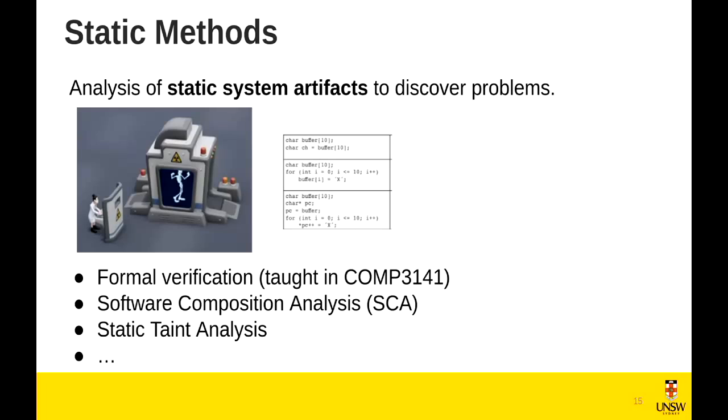Static taint analysis is used to track the flow of values between variables and functions. So it could also be used to find bugs, especially those information leaking related bugs. And there are many more different types of static analysis techniques.